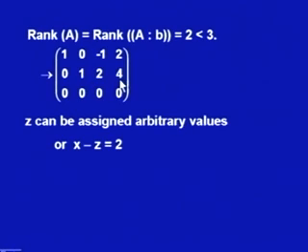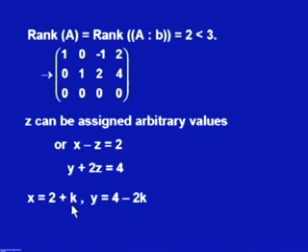x minus z is equal to 2 from the first equation, and from the second equation y plus 2z is equal to 4. So, now we have only 2 equations in 3 variables. We can assign any arbitrary value to z, let us say k, then x is equal to 2 plus k and y is equal to 4 minus 2k, and these 2 equations are satisfied.